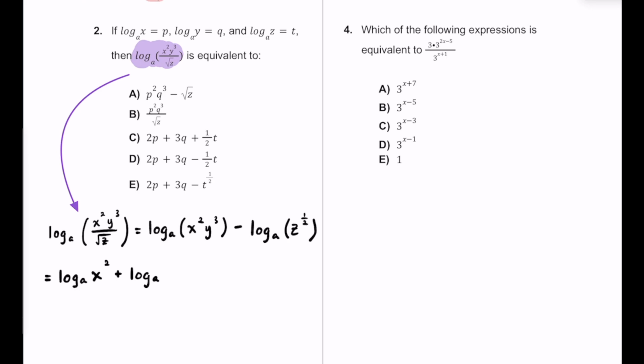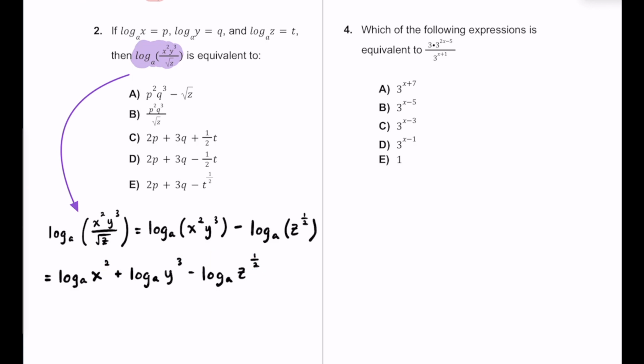So we have plus log base a of y to the 3rd power. And then we have minus log base a of z raised to the 1/2 power. All right, the last thing we want to remember about logarithms is one of these properties with their exponents. In the condensed form, we have exponents, but if you're going to turn it into expanded form, all these exponents can go ahead and multiply by the logarithm itself.